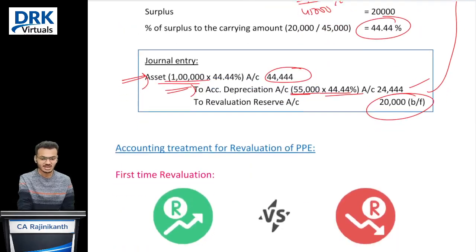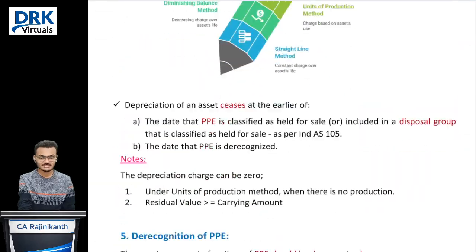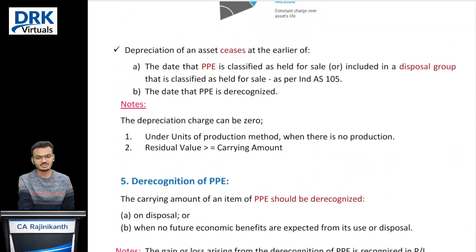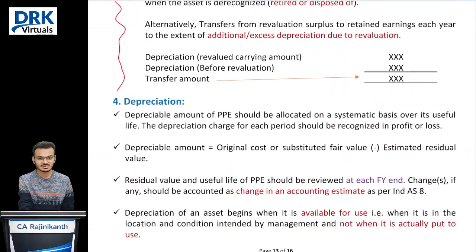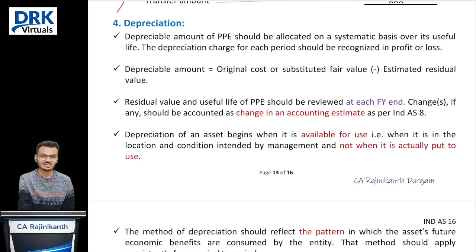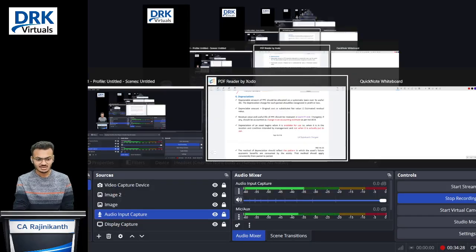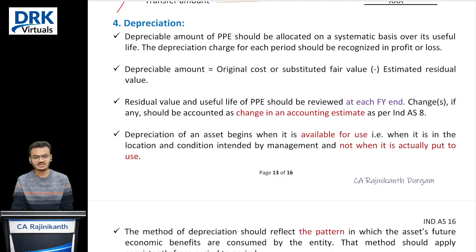Simple, sir. Okay. And next one is depreciation. Correct. Next concept is depreciation. This we are studying from CA foundation level, correct? So what is depreciation? Depreciation is nothing but a systematic allocation of depreciable amount of an asset over its useful life. So that amount we can charge to profit and loss account as an expense.